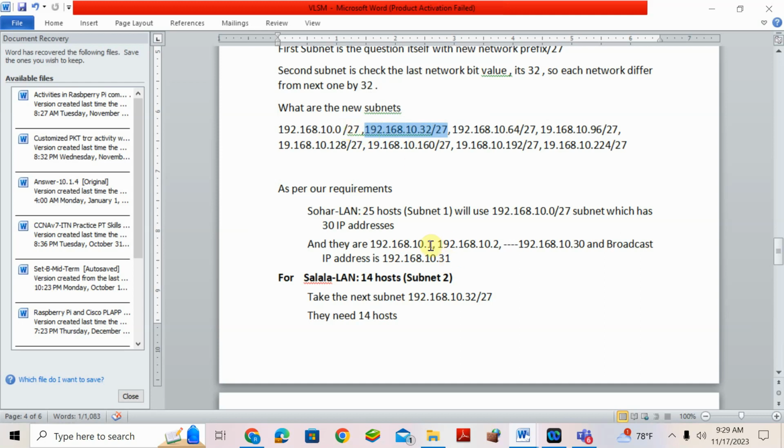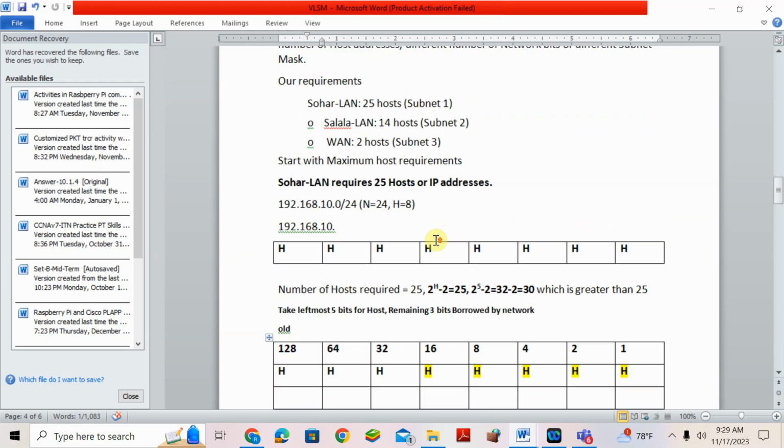First IP 1, second IP 2, last is 30, because 32 is a network, 31 is a broadcast. Or we can say every network has, in this case, 30 IP addresses, so we can have 1 to 30. Don't take 10.0 because this is the network part. Okay, this is done. So based on that, we have to fill the table also. See here.